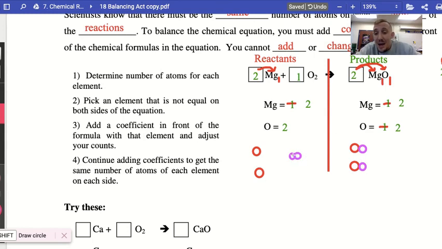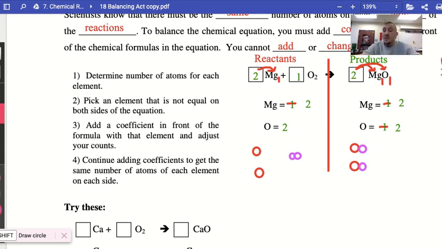It separated my oxygen molecule, and each magnesium took an oxygen molecule. So if you notice, I have 2 reds and I have 2 reds over here. I have 2 purples and 2 purples. And so what you're doing is you're actually balancing the reaction to have the same amount of atoms you started with to what you ended with.